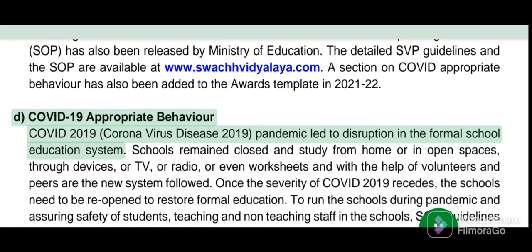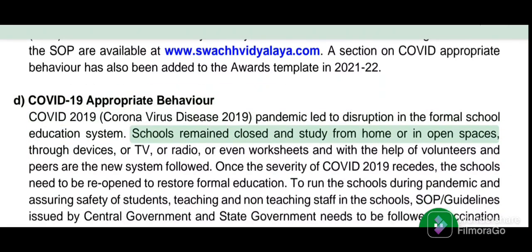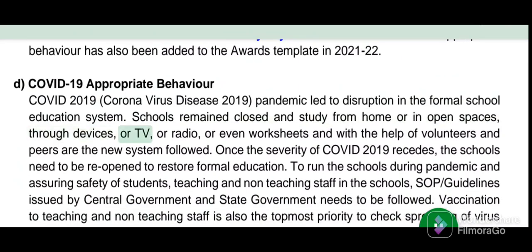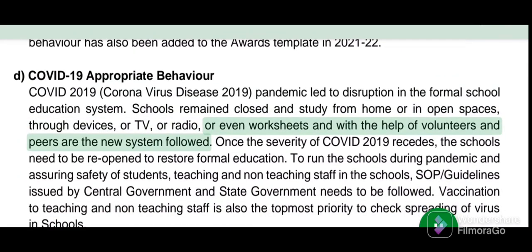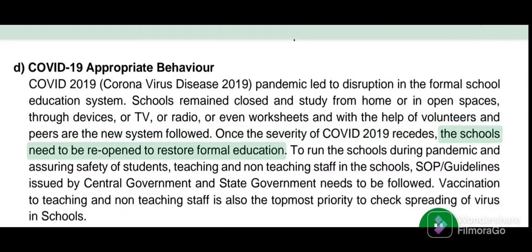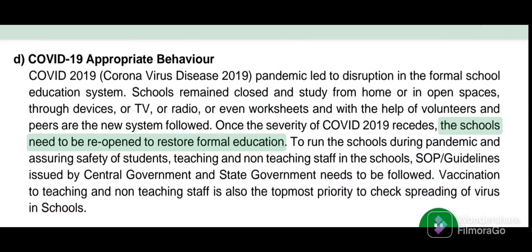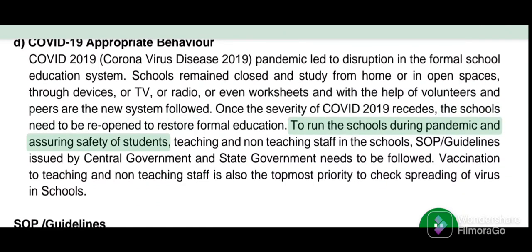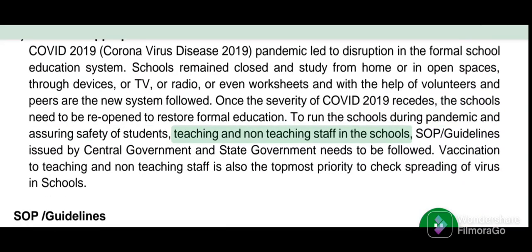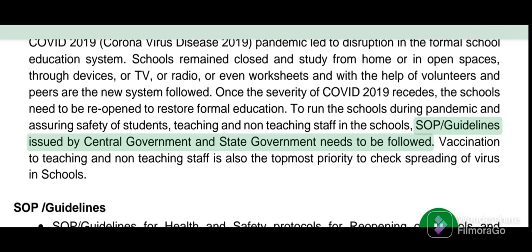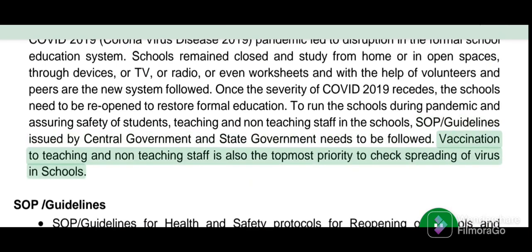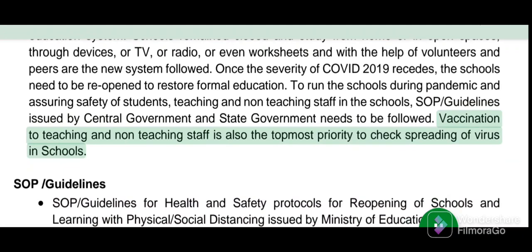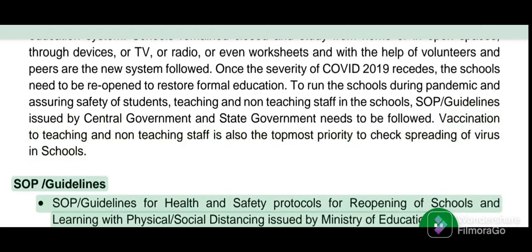COVID-19 appropriate behavior. The COVID-19 pandemic led to disruption in the formal school education system. Schools remain closed and study from home or in open spaces, through devices, or TV, or radio, or even worksheets, and with the help of volunteers and peers are the new system followed. Once the severity of COVID-19 recedes, the schools need to be reopened to restore formal education. To run the schools during pandemic and assuring safety of students, teaching and non-teaching staff in the schools, SOP guidelines issued by central government and state government need to be followed. Vaccination to teaching and non-teaching staff is also the topmost priority to check spreading of virus in schools.